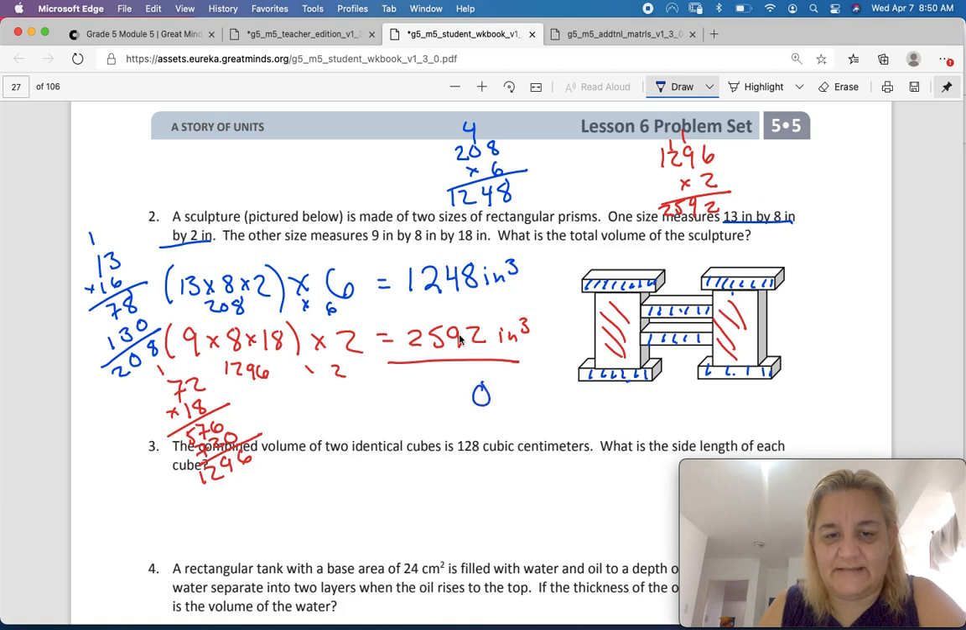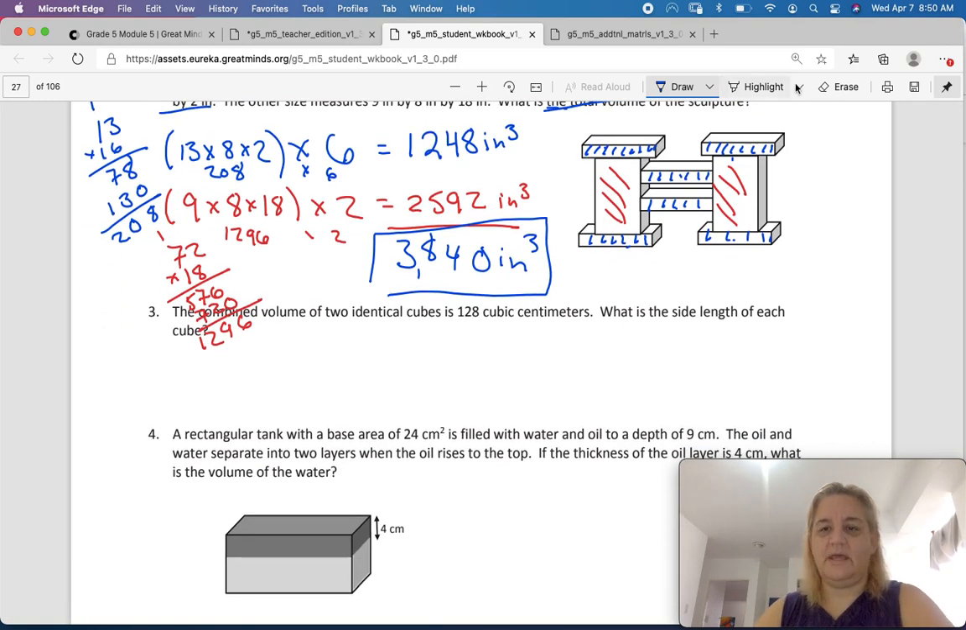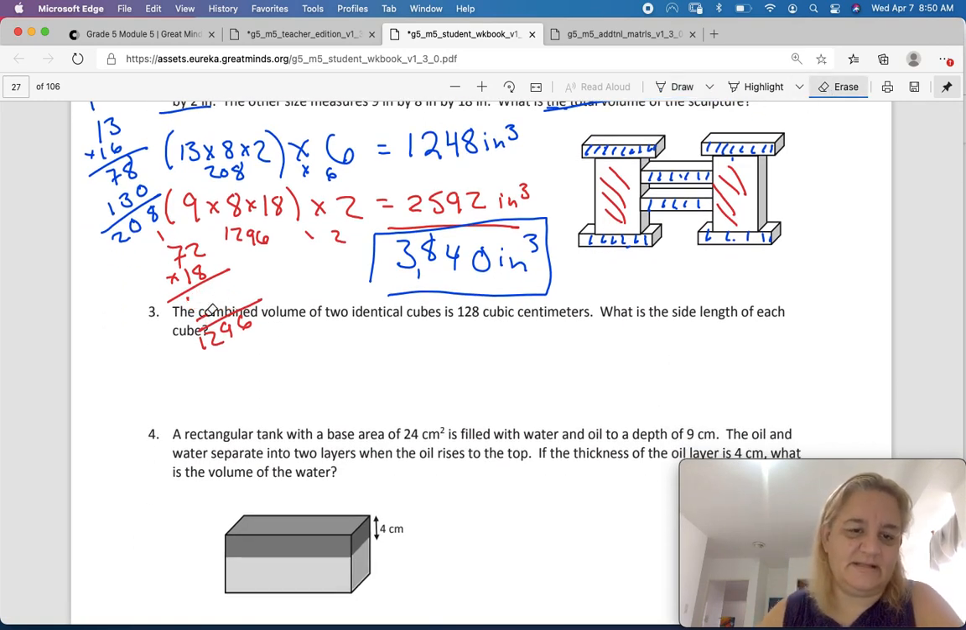So that is 14,678 inches cubed. So what is the total volume of the sculpture? 3,840 inches cubed. Okay, see, I ran out of space there.